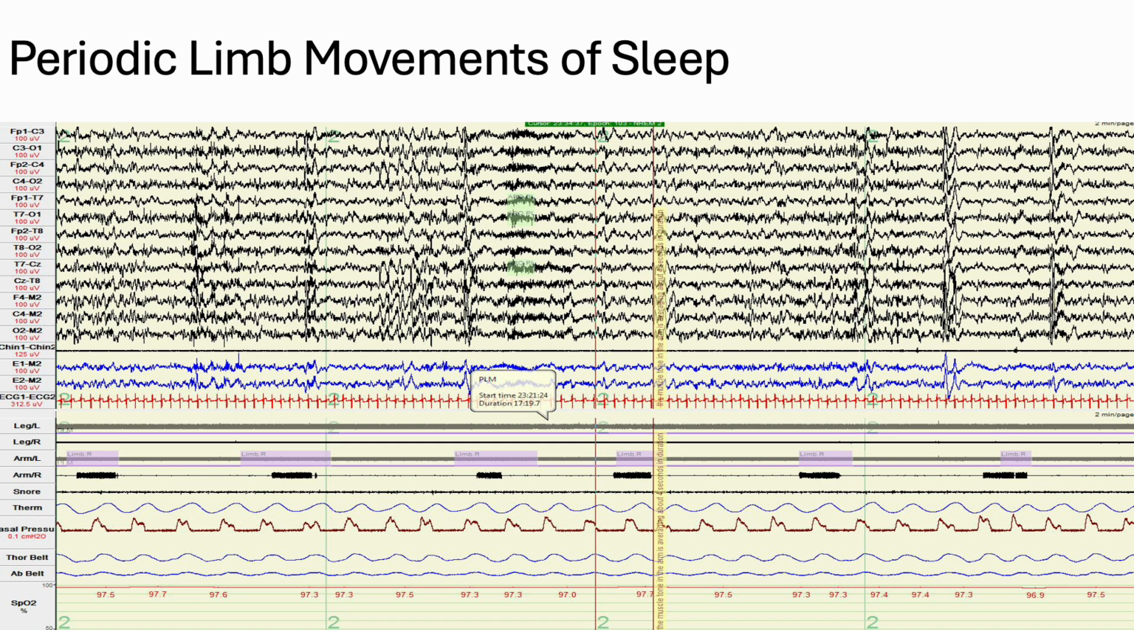One of the important things to remember about PLMS is that it's considered a problem if they cause a lot of arousals. If a patient is just moving their legs around and it doesn't wake them up, then there's no big deal. But if they arouse every 4th or 5th leg movement, that's a disorder, and it's probably depriving them of sleep. We call that periodic limb movement disorder.